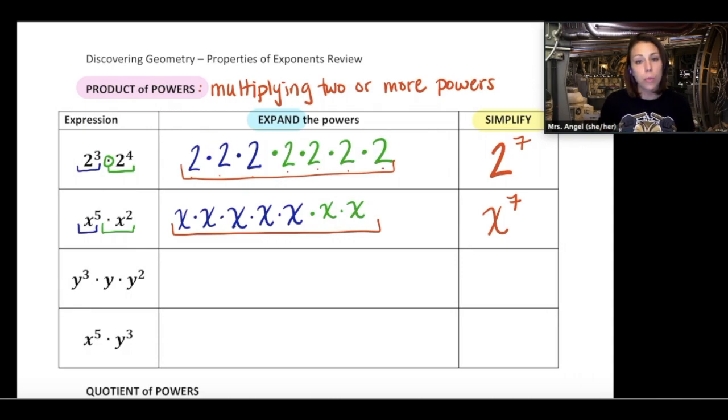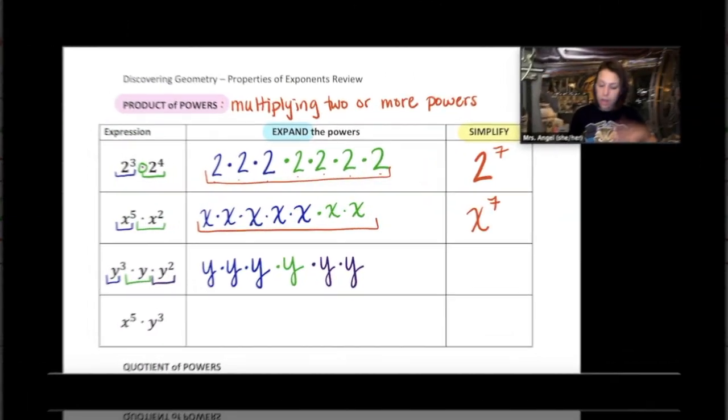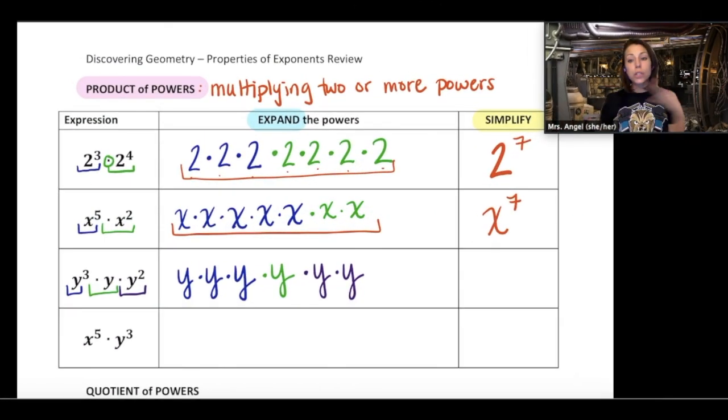Why don't you try the third one on your own now? Okay, let's go in and count. How many total times am I multiplying y? Well, we have 1, 2, 3, 4, 5, 6 total times. So as a single power, that would be y to the power of 6.